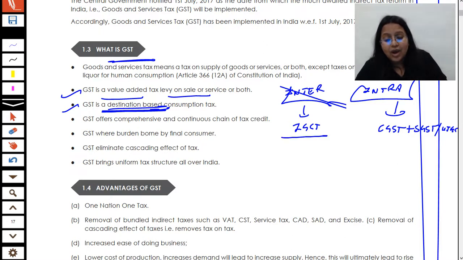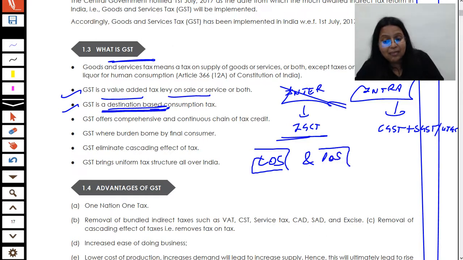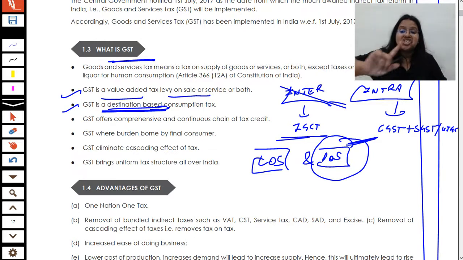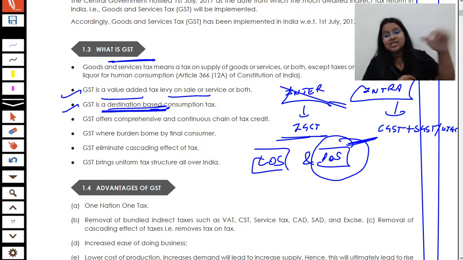But how will a particular supply be treated as interstate supply or intrastate supply? Students, if the location of the supplier and the place of supply are in two different states or union territories, it will be known as interstate supply. But vice versa, if it is in the same state, it will be known as intrastate supply. So it means the GST part is dependent on the place of supply. That's why it is a destination based consumption tax. Okay, so it means we have to check which state or union territory the material is going to be consumed in.